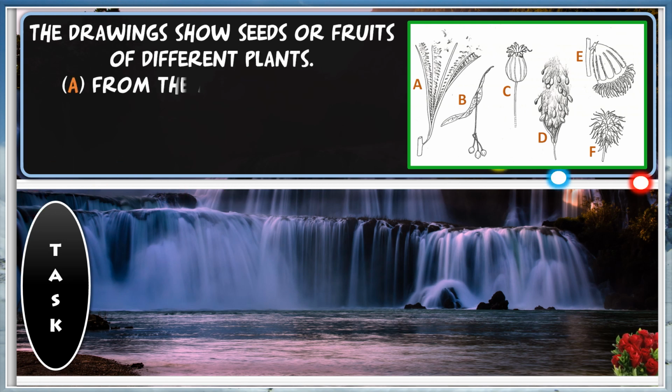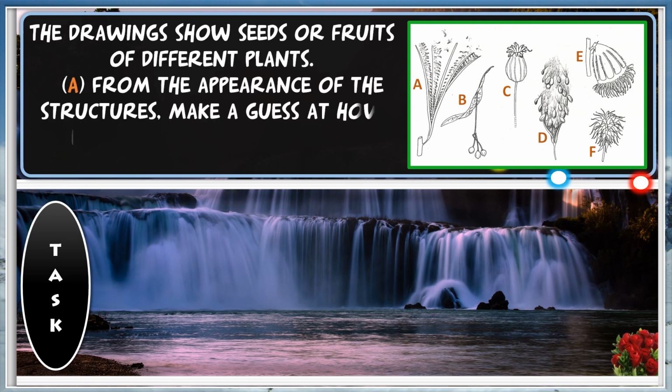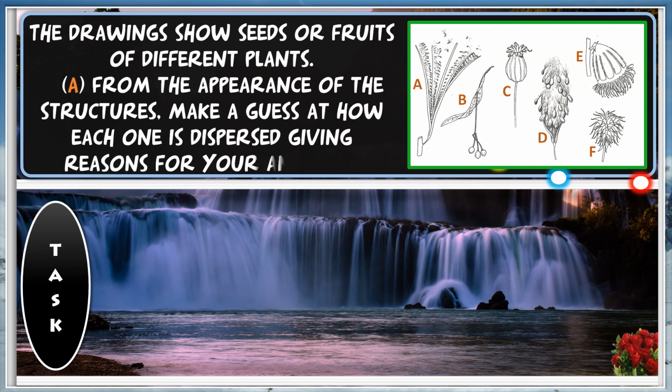The drawing shows seeds or fruits of different plants. Part A. From the appearance of the structures, make a guess at how each one is dispersed, giving reason for your answer.